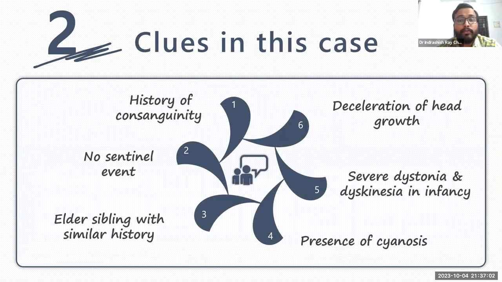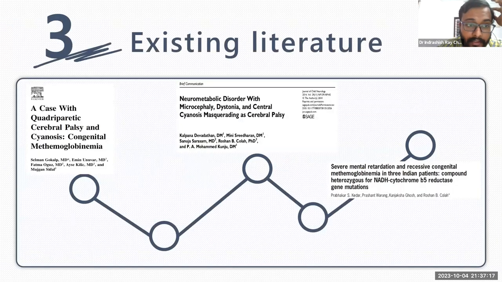So the clues in this case were history of consanguinity, no sentinel event, elder sibling with similar history, presence of cyanosis, severe dystonia and dyskinesia in infancy, as sir has already mentioned, and a deceleration of head growth. When we went to review the literature, there are almost 100 cases reported till date. There is a case report of a 10-year-old girl with quadriparetic CP reported by Selvan Gokal. There is a case series of three patients of two unrelated families reported by Kalpana Madam and Mini Madam.